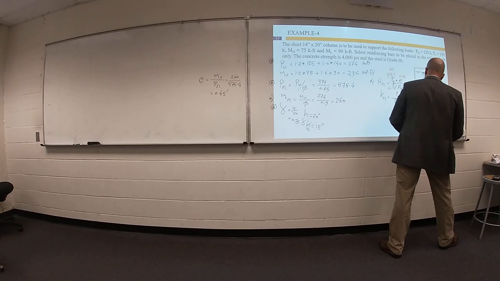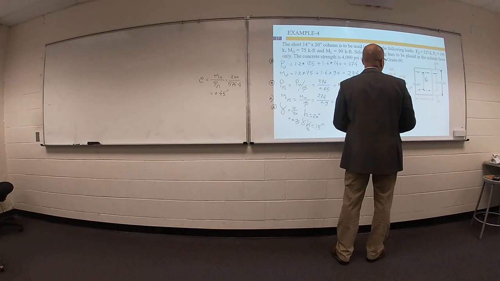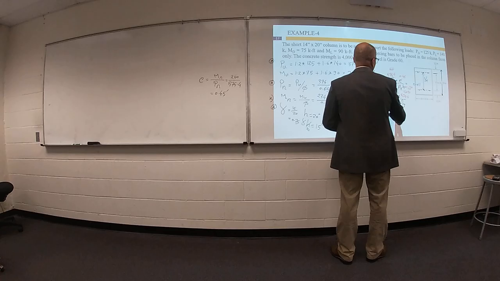For Kn, Pn equal 575.4, Fc prime 4, area gross 14 times 20.